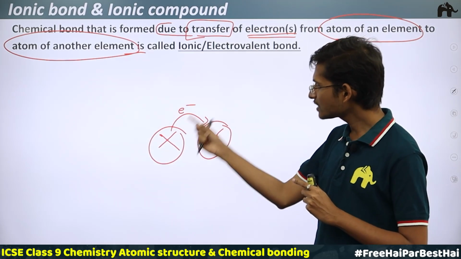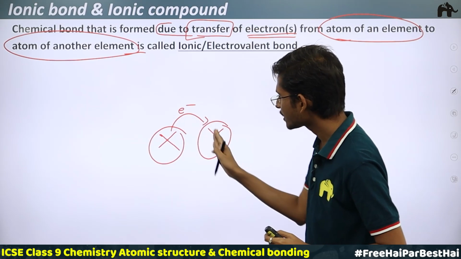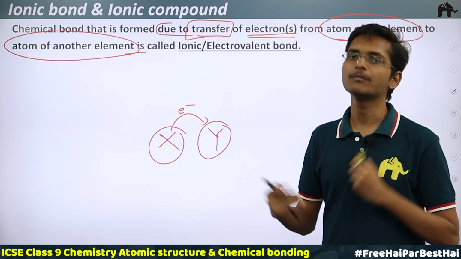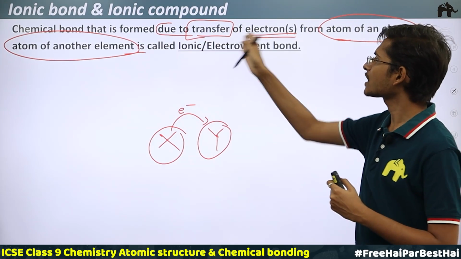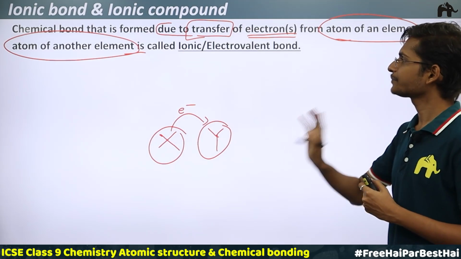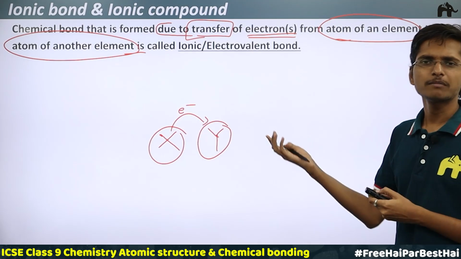So what is happening here? There is a transfer of electron. So whenever a chemical bond is formed due to the transfer of electrons from the atom of one element to the atom of another element, that is called an ionic bond. A chemical bond formed due to the transfer of electrons from the atom of an element to the atom of another element is an ionic bond. Clear?